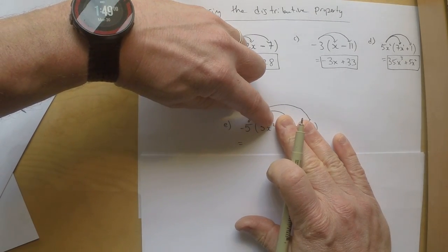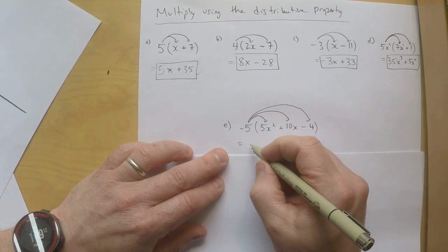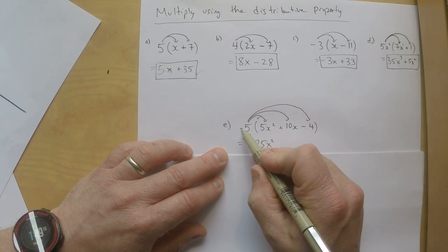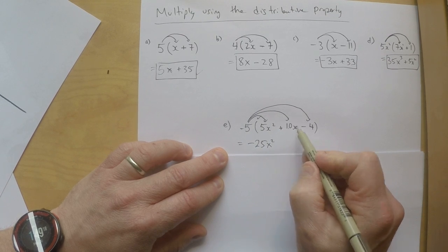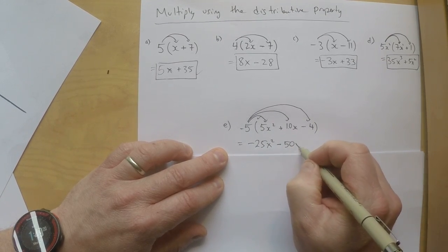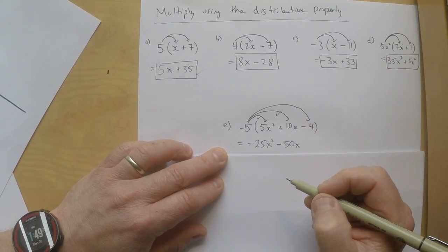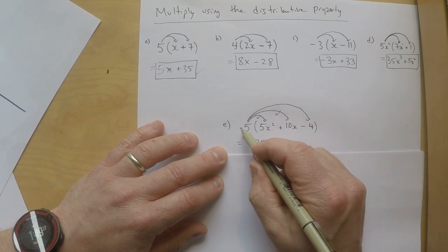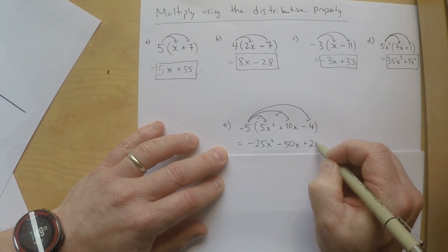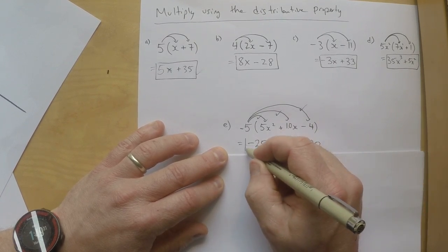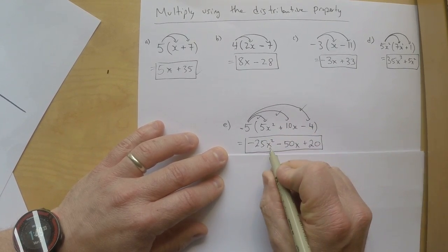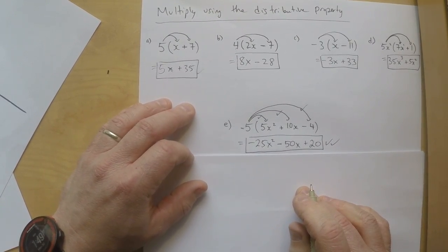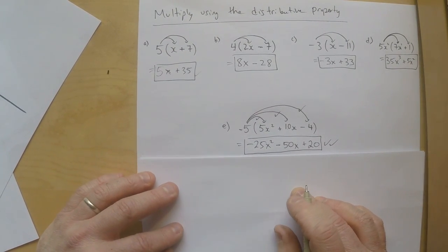-5 times 5x squared, -25x squared. There's that arrow done. -5 times positive 10x, -50x. There's that arrow done. And -5 times -4, negative times negative is positive, 5 times 4 is 20. And there's that arrow done. And you are done because these are all unlike. Over. That's it. Okay, so there is a sheet to do the practice with this.